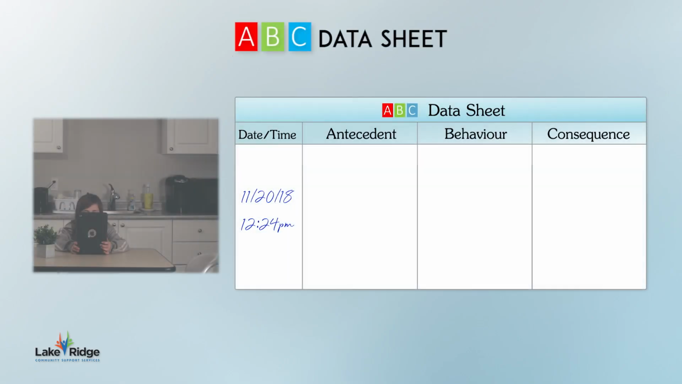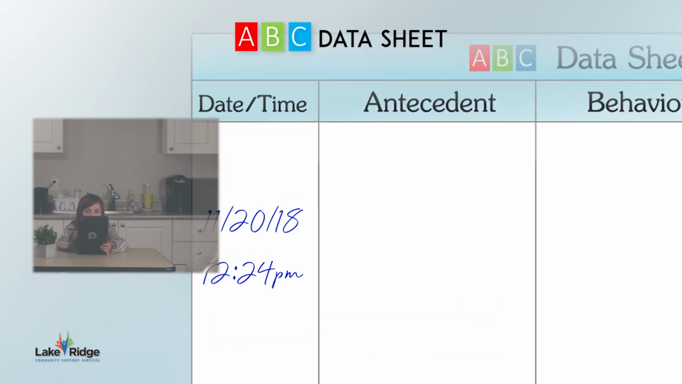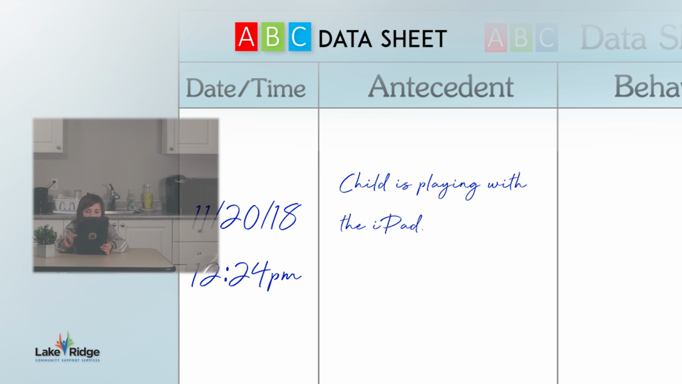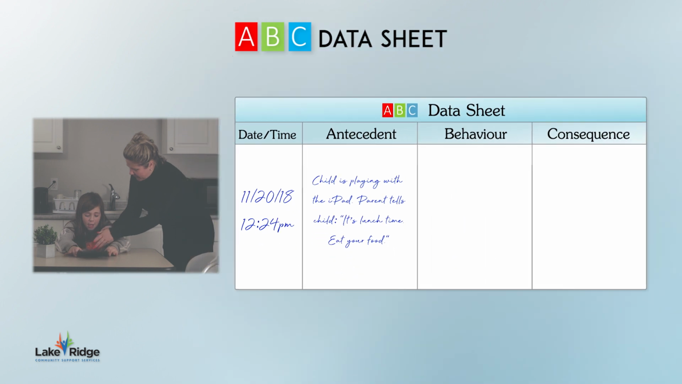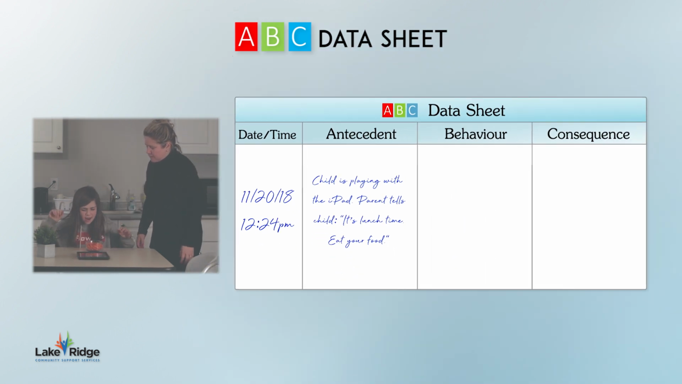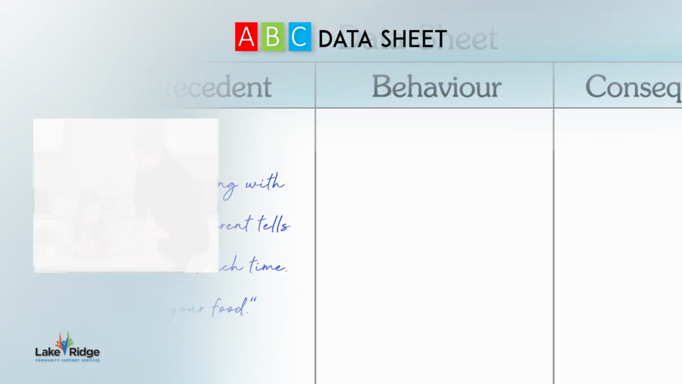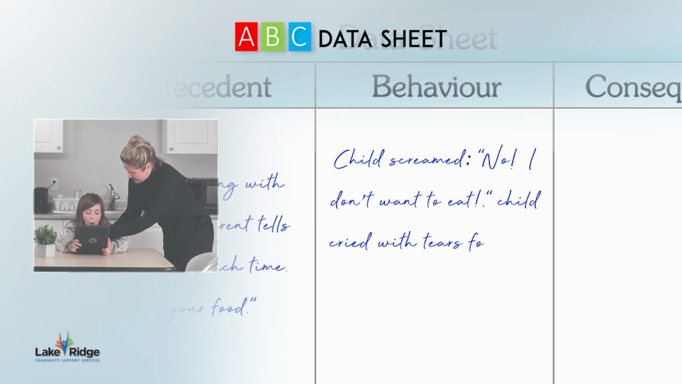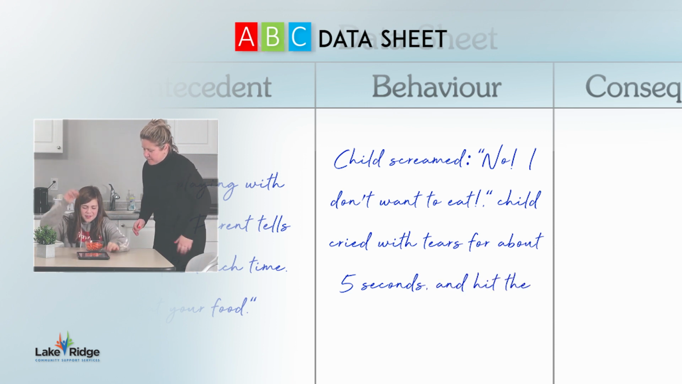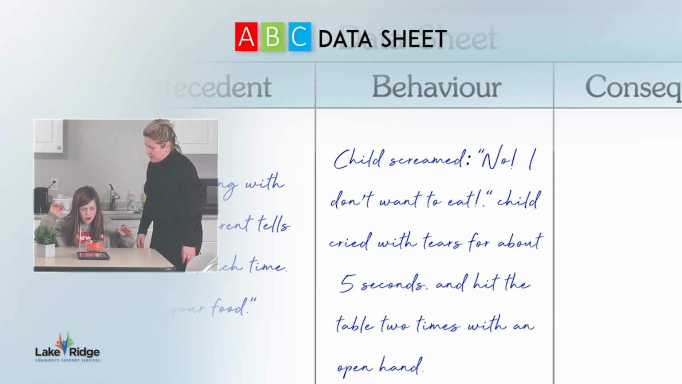This is the antecedent, or what happens immediately before the behavior. Here, we can say, child is playing with the iPad. Parent tells child, it's lunchtime, eat your food. This is the behavior. Here, we can say, child screamed no, I don't want to eat, cried with tears for about 5 seconds, and hit the table 2 times with an open hand.